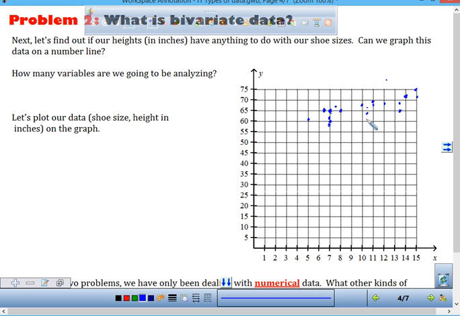Okay. So how many variables? Two, because what are they this time? Shoe size and height. So there's two variables. Then we plot it. Can you analyze that? Do we have enough data to be able to analyze that? Yeah, we do. What can you say?